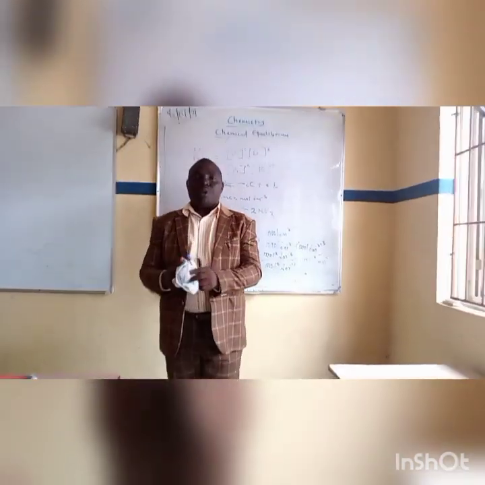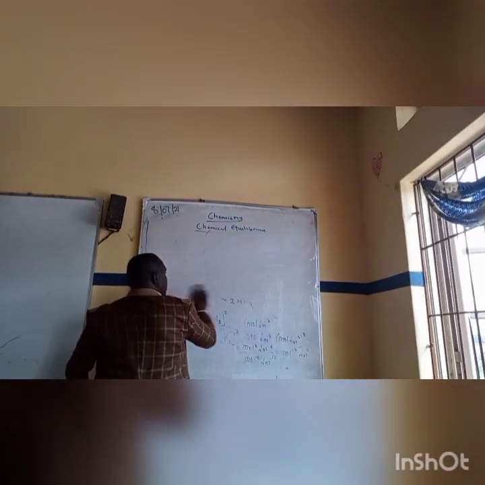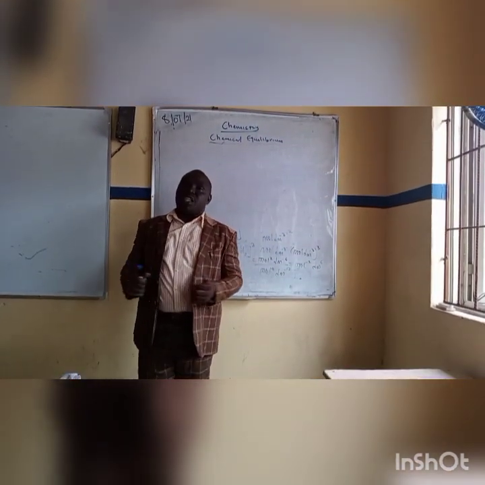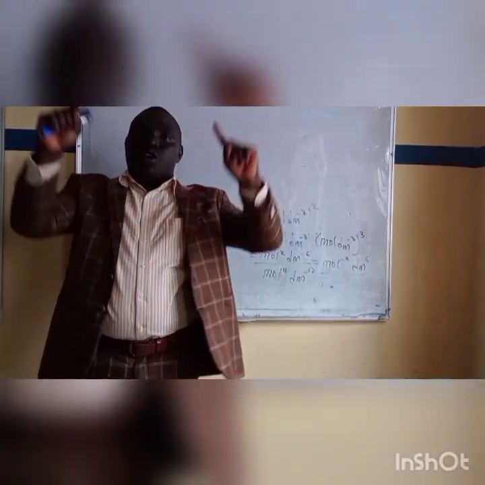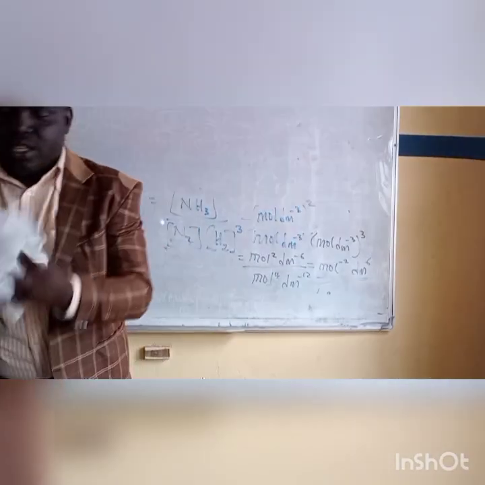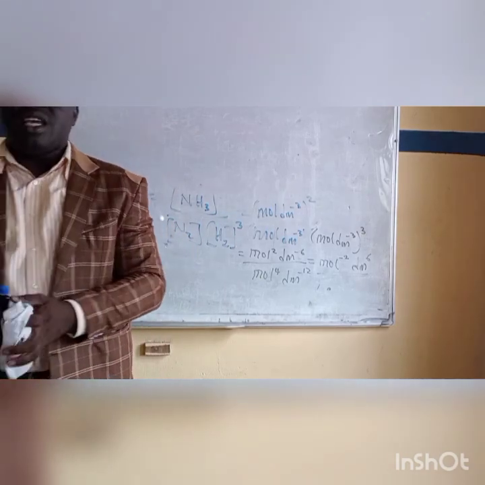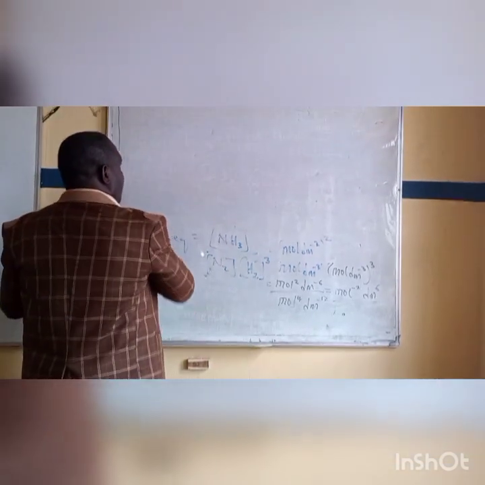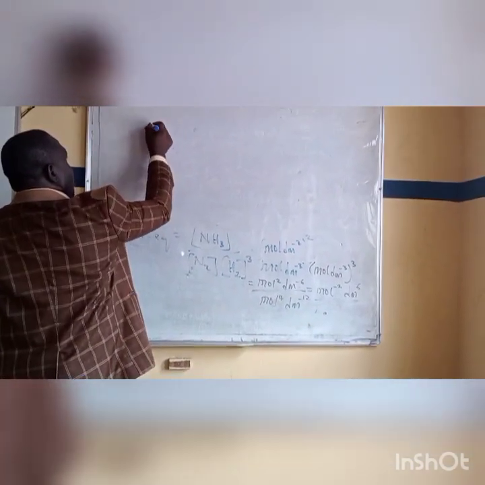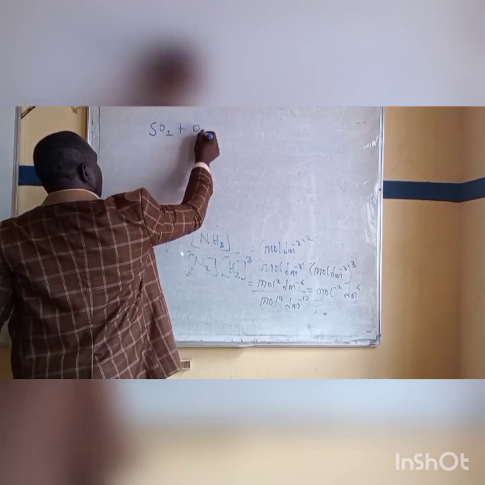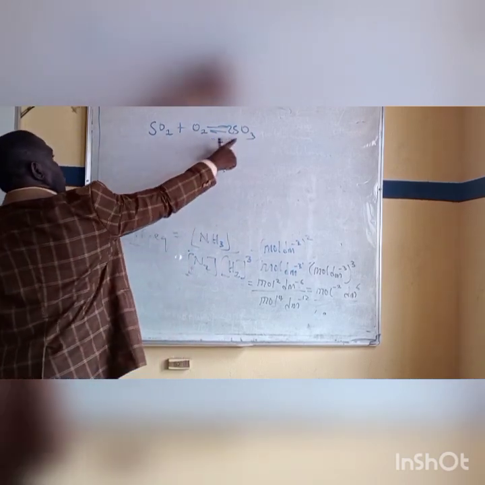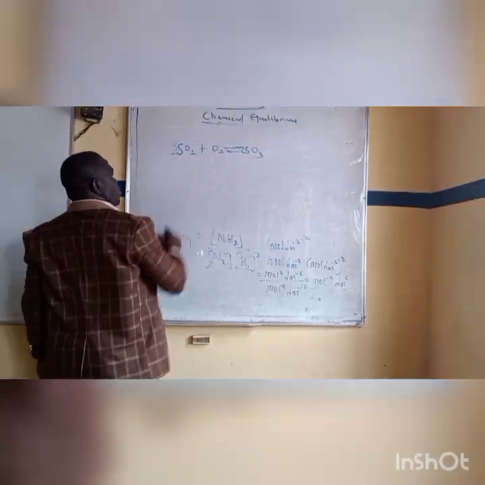Now, the three factors will be considered very closely. Number one, he made mention of change in concentration. Let me start with concentration. How does concentration affect a system in equilibrium? Concentration affects it in this regard: when you have a reaction like this, for example, SO2 and oxygen to give you SO3. This is sulfur dioxide, oxygen, and sulfur trioxide. Balancing the equation, you have this.